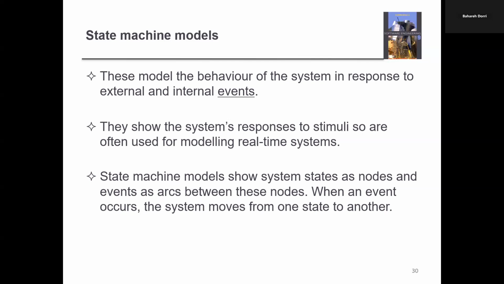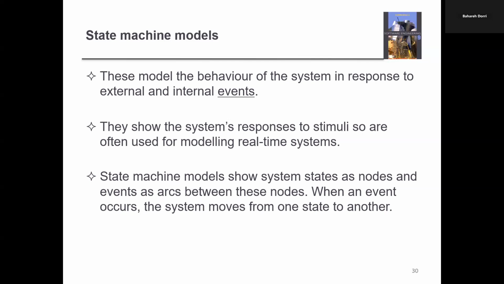In a state machine model, the system is visualized as a set of states shown as nodes. Then we use arcs or arrows to represent events that cause the system to move from one state to another. So imagine a user logs into a system. That login event causes the system to move from, for example, a waiting for login state to a logged in state. Each arrow you see represents an event, and each bubble or circle is a state.